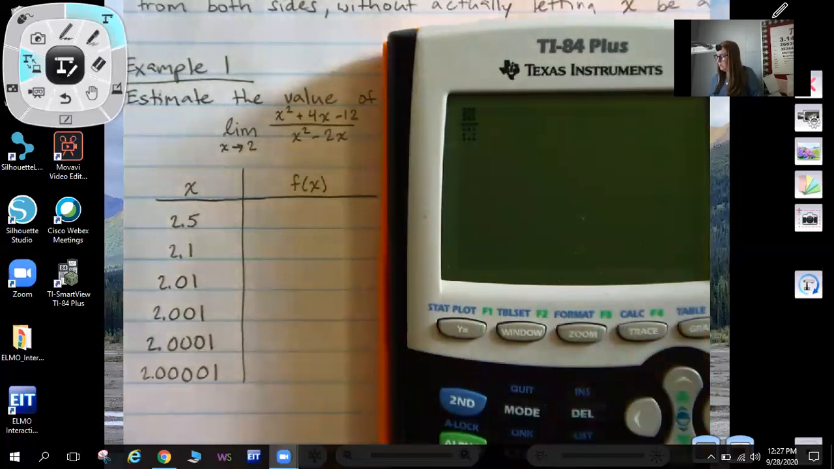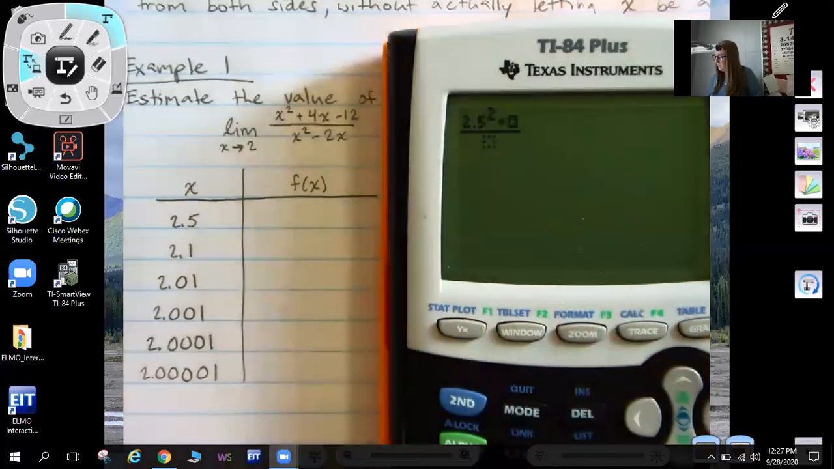And then if we were doing 2.5, that'd be 2.5 squared plus 4 times 2.5 minus 12 in the numerator. And in the denominator, we'd have 2.5 squared minus 2 times 2.5. We get 3.4.